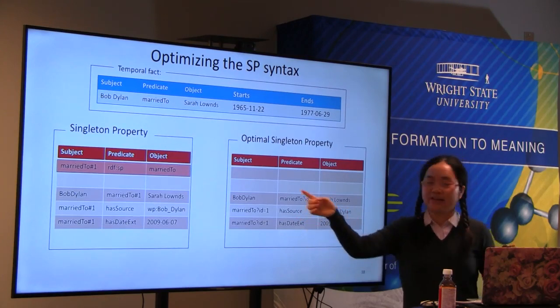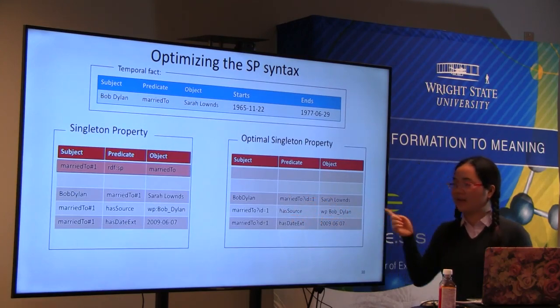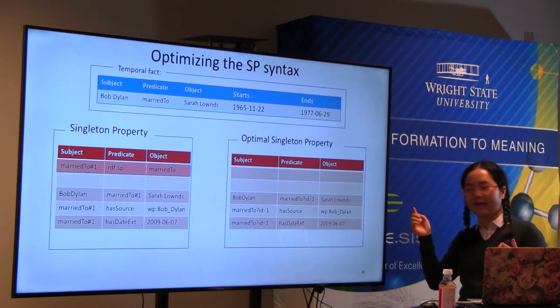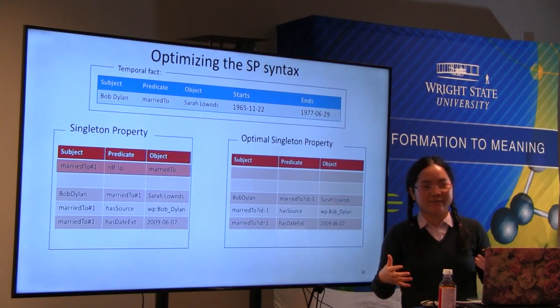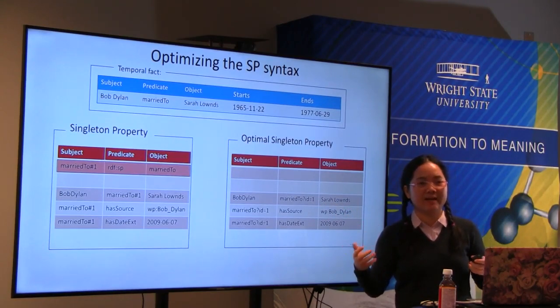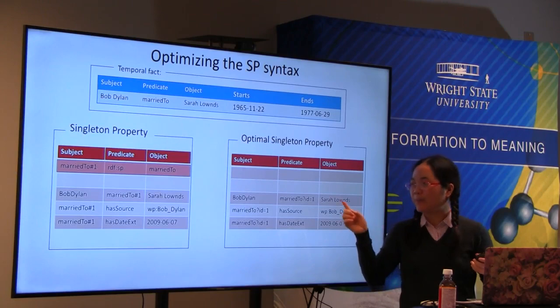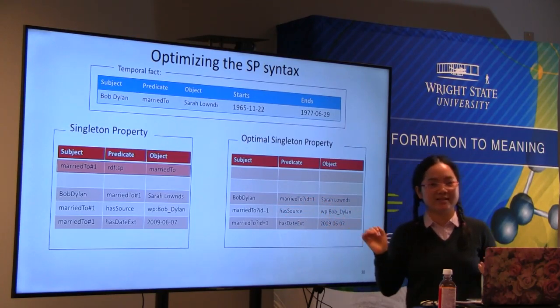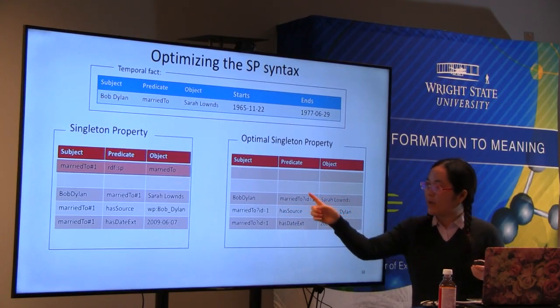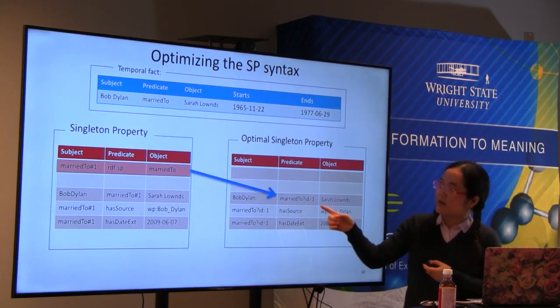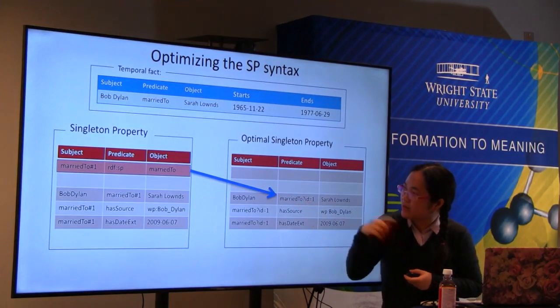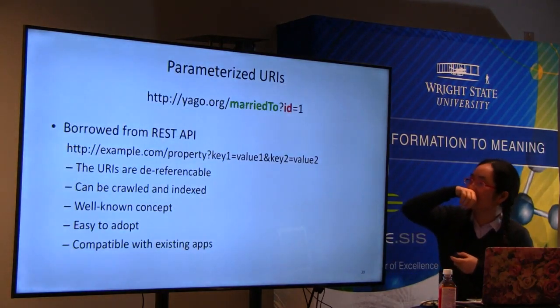Simple, easy. And the triple identifier, instead of being encoded in additional columns, I'm just saying that the triple identifier can be represented by the predicate. And that predicate is called singleton property. That's it. And the way to form this one is, like, all of these can be encoded into this one. That's what that means.